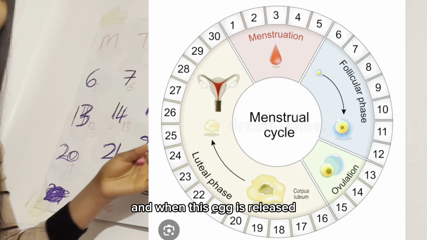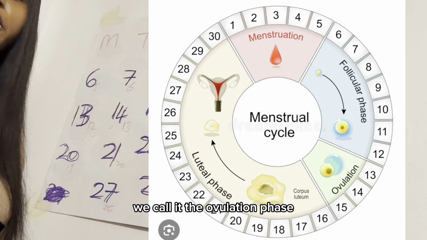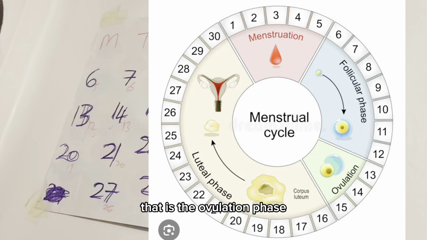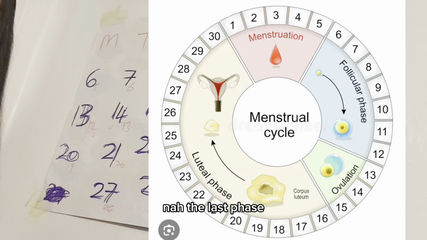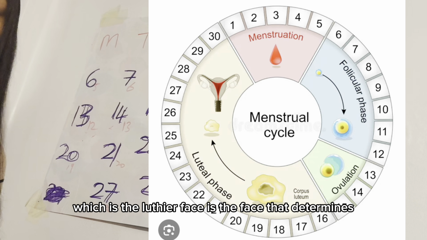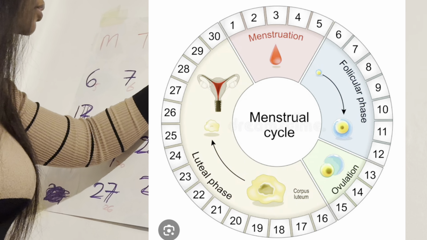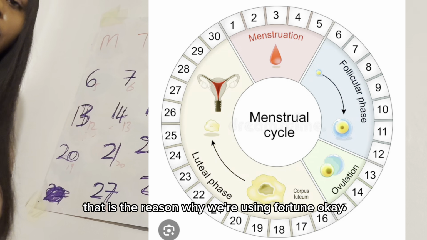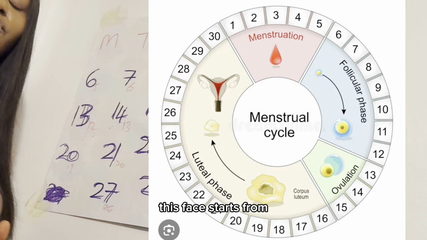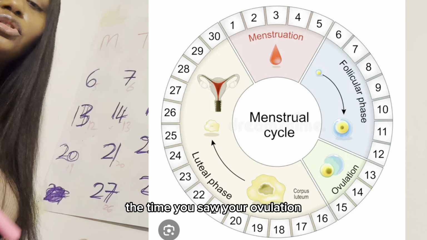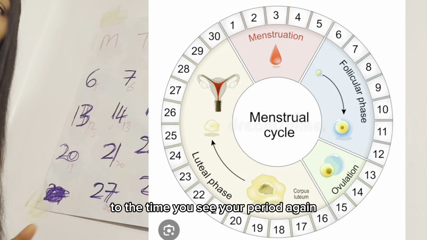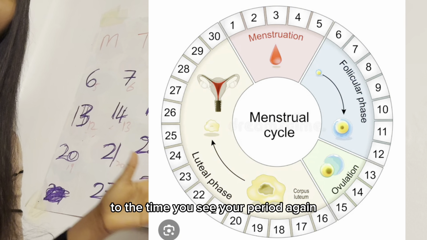And when this egg is released, we call it the ovulation phase. That is the ovulation phase. Now, the last phase, which is the luteal phase, is the reason why we're using 14. This phase starts from the time you saw your ovulation to the time you see your period again.